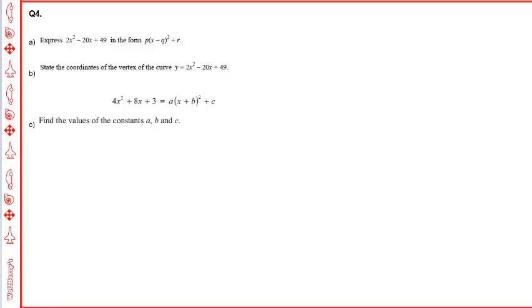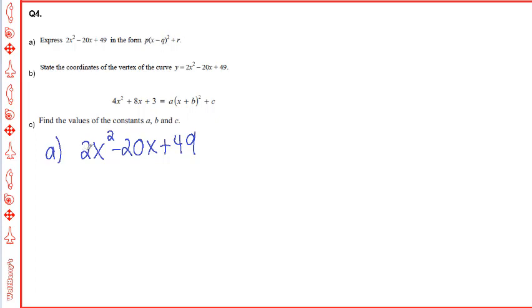So in this problem here, we're going to learn how to complete the square. So this is the first question here. Part A, we're given 2x squared minus 20x plus 49, and we want to make it look like this. Now you'll see right away that you have something outside the completed square.